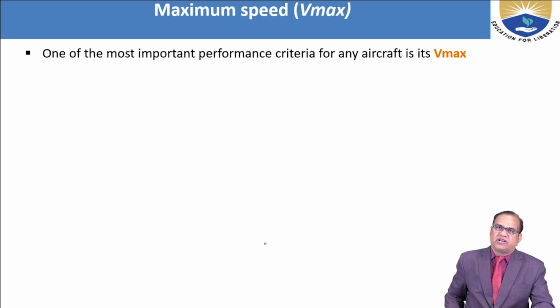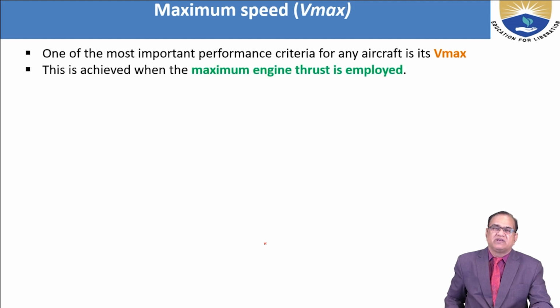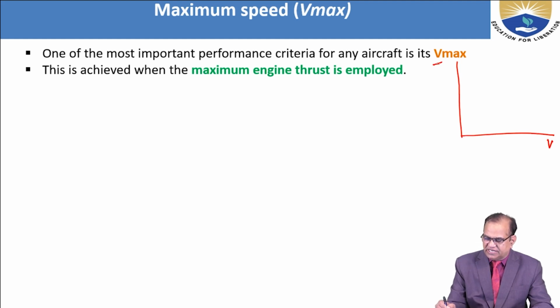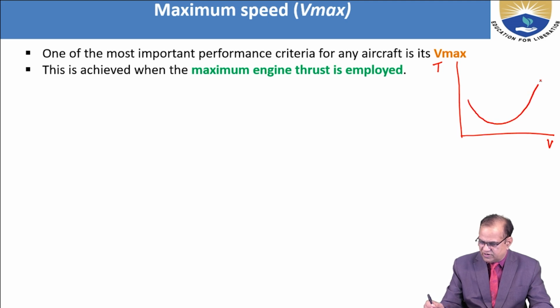One of the most important performance criteria for any aircraft is maximum speed. It is V maximum. This is achieved when the maximum engine thrust is applied. So I will give an example here. This is the velocity and this is the thrust. If this is your power required or thrust required, and this is the thrust available, this is the point. This is the Vmax.